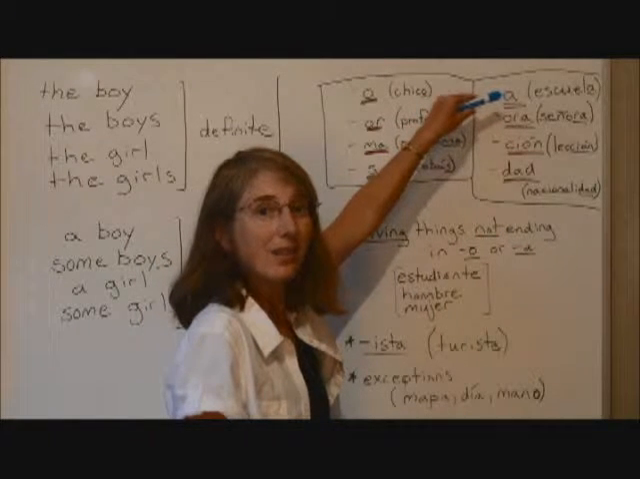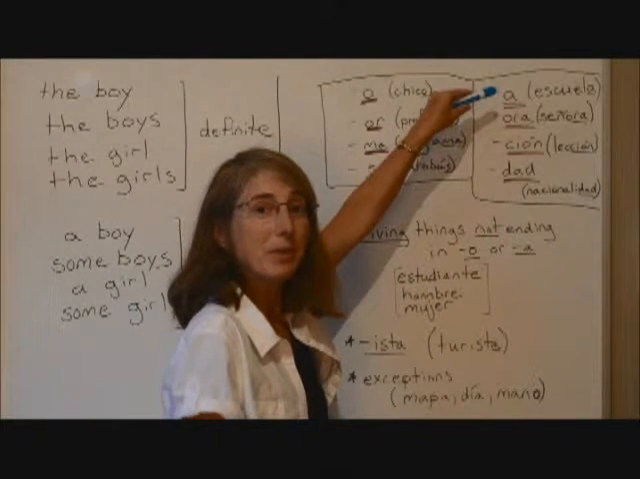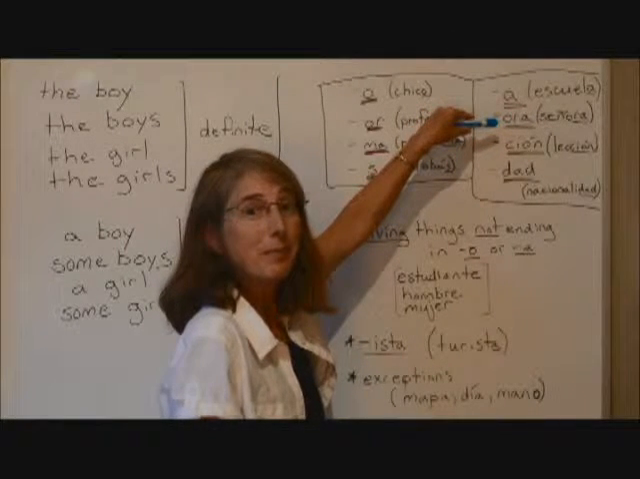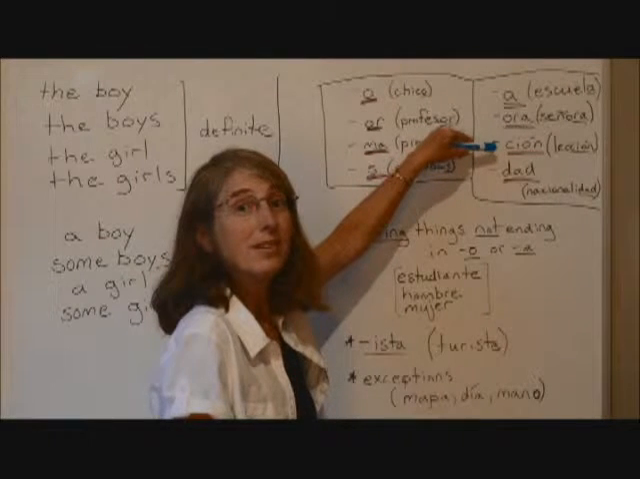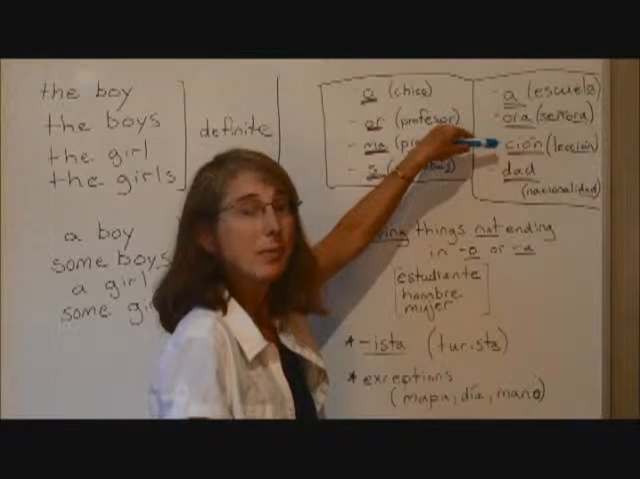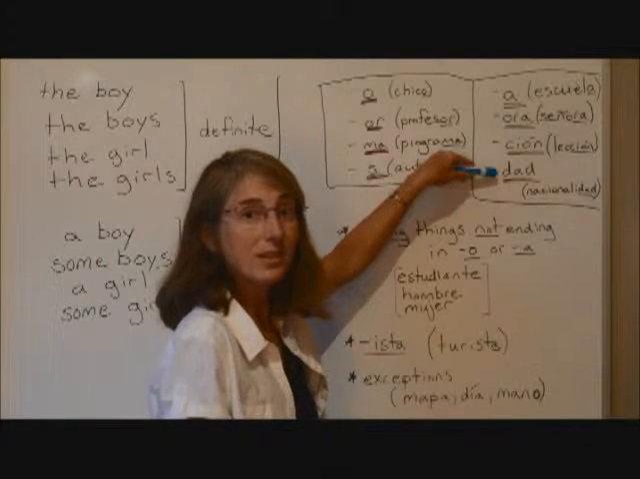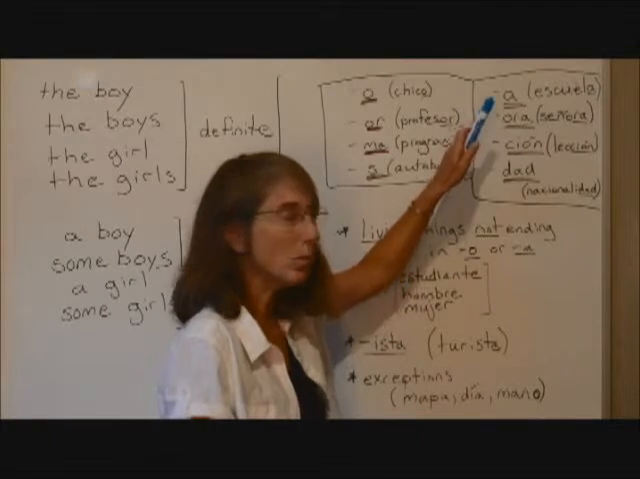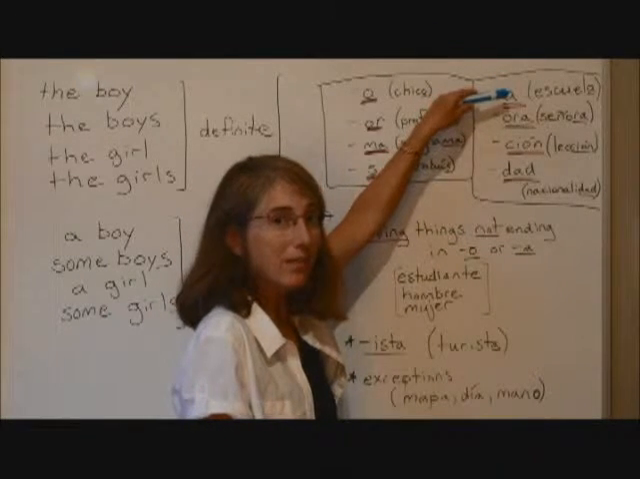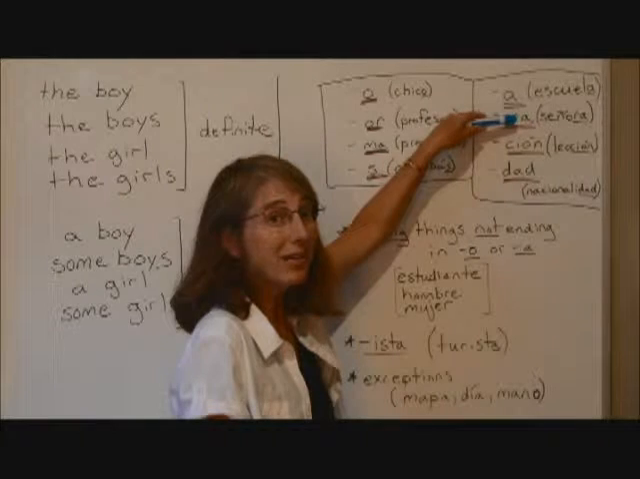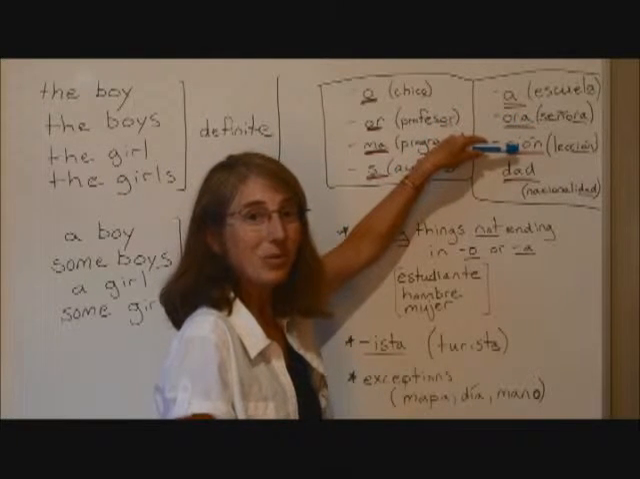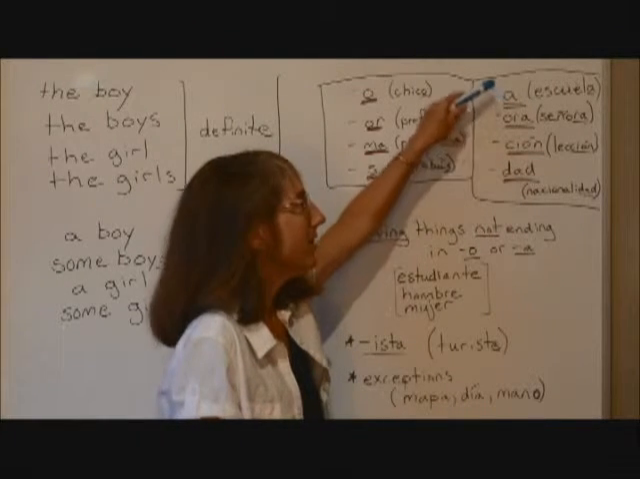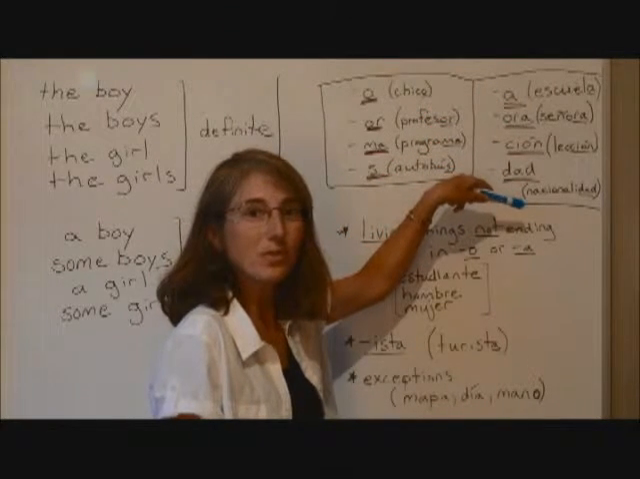Now let's look at a set of rules that we can use to categorize nouns as feminine. Nouns that end in A, the letter A, are feminine. Nouns that end in ORA, ora, are feminine. Nouns that end in CION, ción, are feminine. Nouns that end in DAD, dad, are feminine. This is in general, though. There are exceptions to the rules. Escuela, señora, lección, nacionalidad. Nouns that follow these rules are usually feminine.